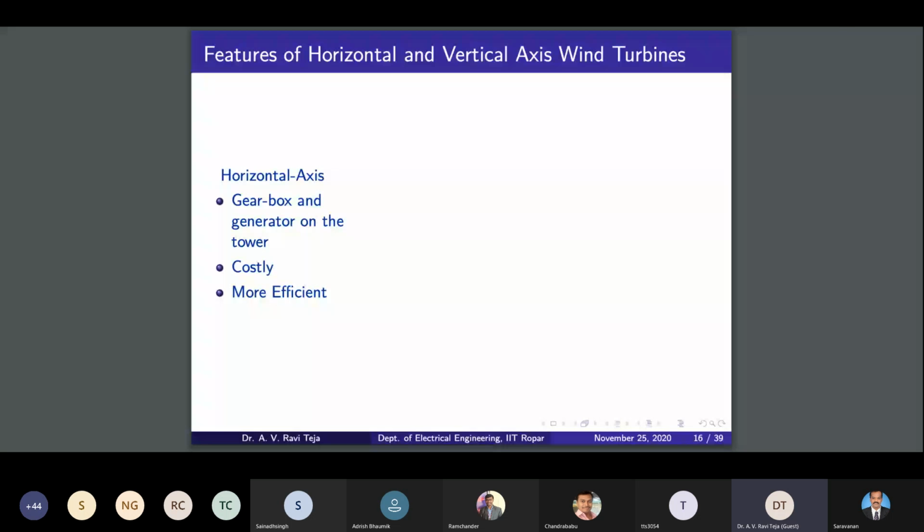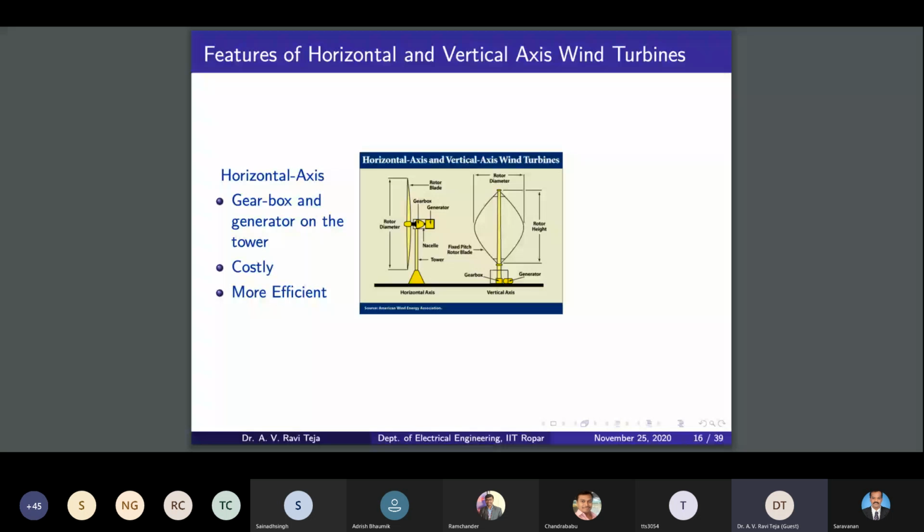And similar features, if we see for the vertical axis wind turbine, the axis is perpendicular to the ground. So the rotation can be captured at the bottom, on the ground, as well. So I can place my gearbox, generator, converter, if I require any, everything on the ground. If I place them on the ground, the tower has to only take the weight of the rotor blades. That's it. Nothing else. So the tower can be made with a less sturdy material, which is just sufficient to carry the blades. That's it. So that is why it reduces the cost of the entire turbine and makes it cheap.